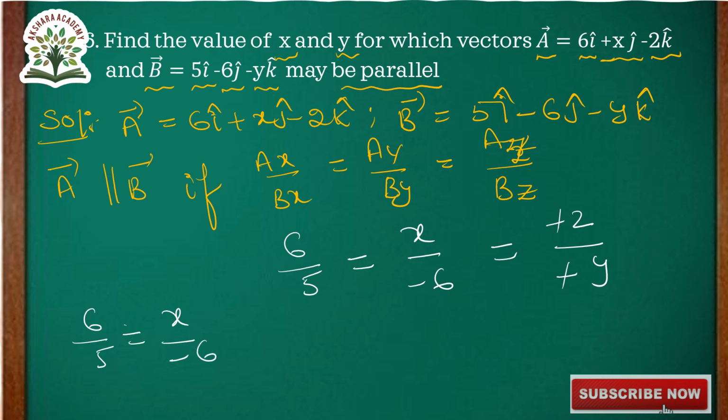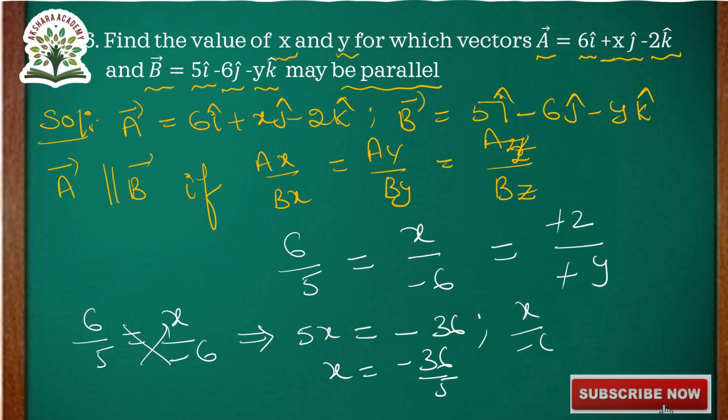Now taking these two values, 6 by 5 is equal to x by minus 6. Now we are taking cross multiplication, that implies 5x is equal to minus 6 sixes are 36. So x is equal to minus 36 by 5, and from this, x by minus 6 is equal to 2 by y. Now taking cross multiplication, x here is 6 by 5.